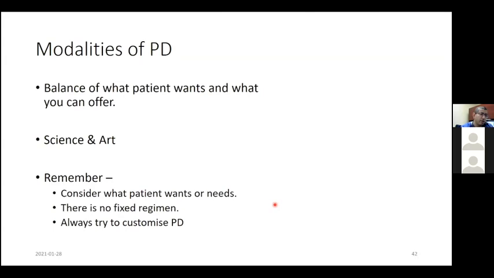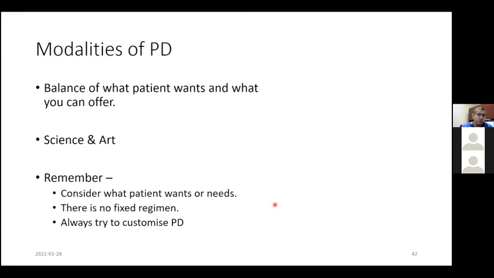Do not ever say that this is the minimum. No, there's nothing like Kt/V. We used to go by a Kt/V of 1.7 per week. That's not what we are doing right now. The international guidelines also mention that you don't have to consider it. You have to look at the patient, the quality of life and what the patient feels like. Okay. Remember, it's always what the patient wants. There's no fixed regimen, and always try to customize the PD. You don't have to go in with full guns when you start a PD.